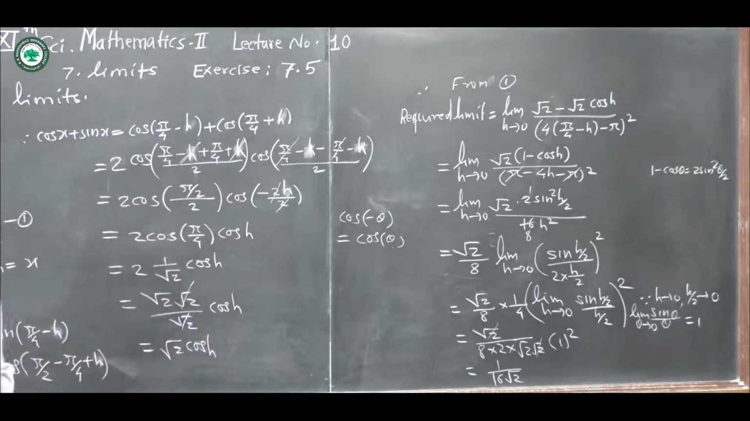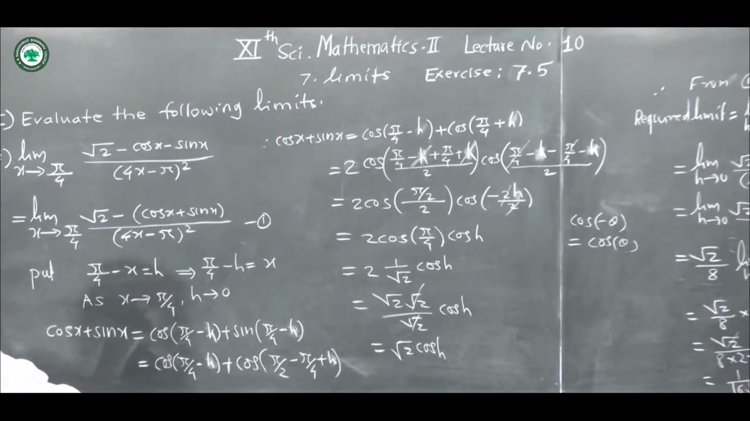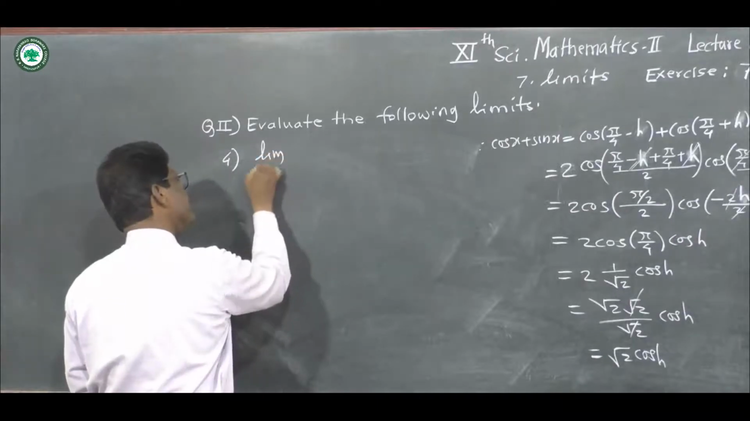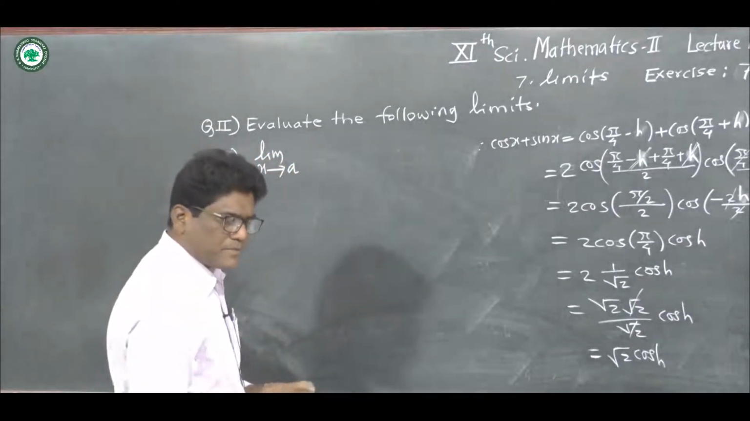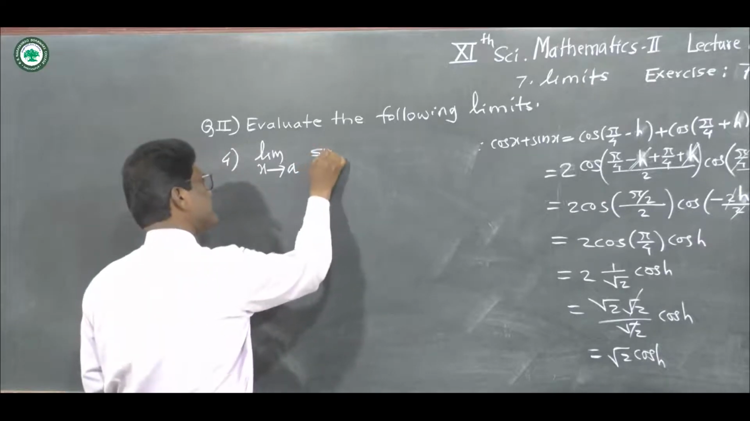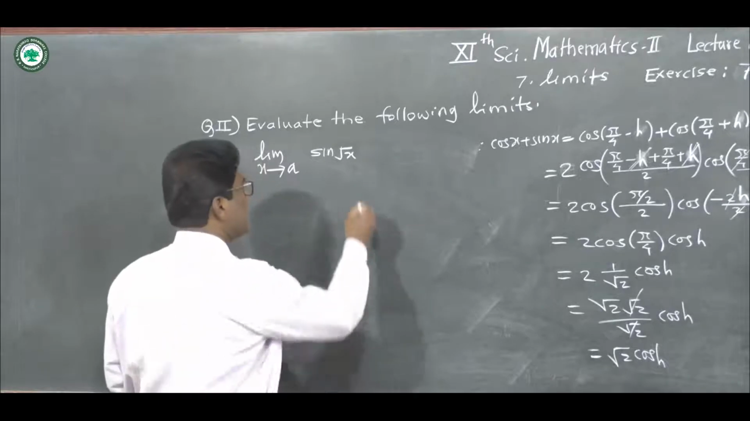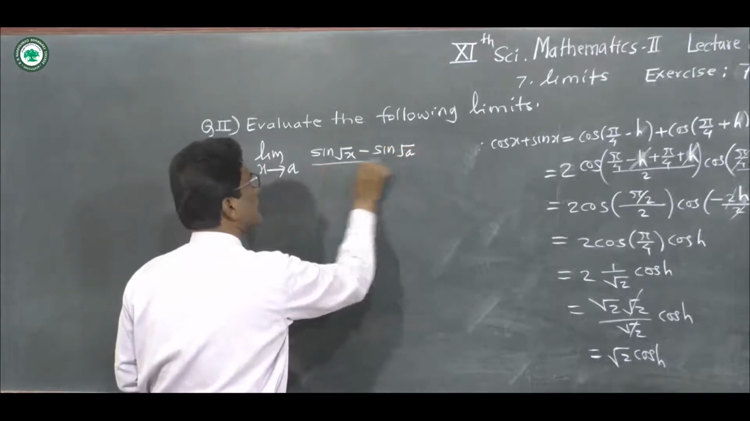Now here we see the next third problem, but third is similar to these problems. We see directly fourth problem. Limit x tends to a, sine of root x minus sine of root a upon x minus a.